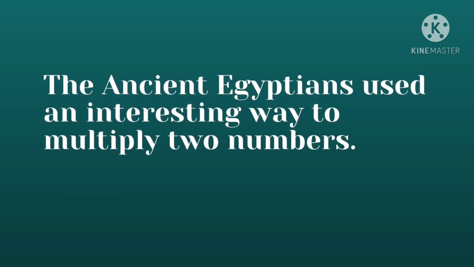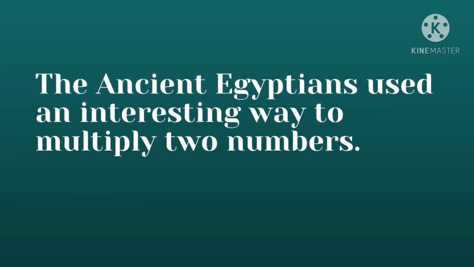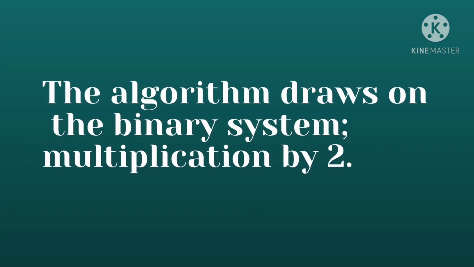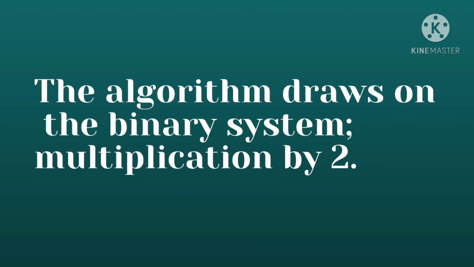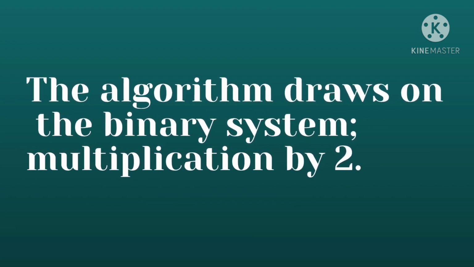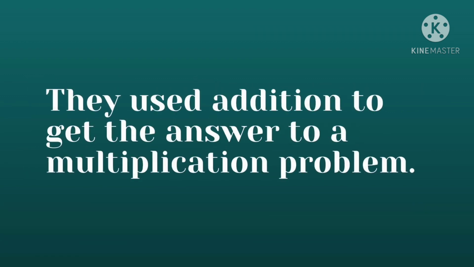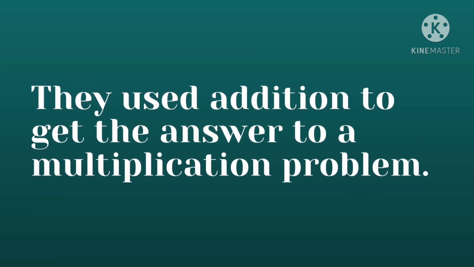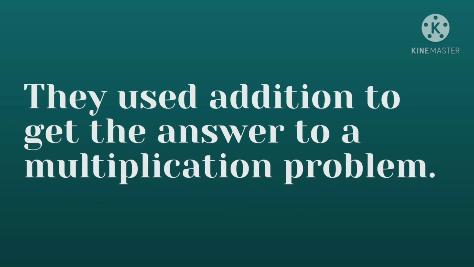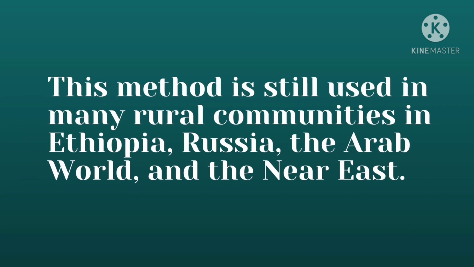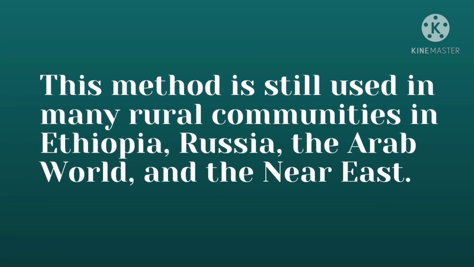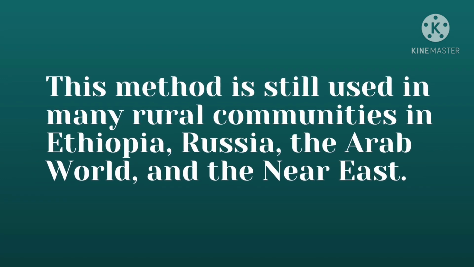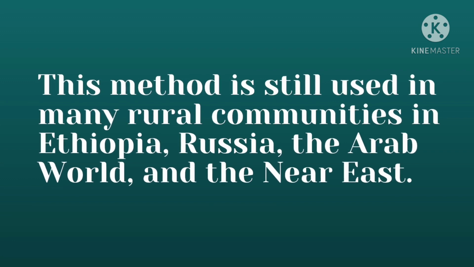The ancient Egyptians used an interesting way to multiply two numbers. The algorithm draws on the binary system, which is multiplication by 2. They used addition to get the answer to a multiplication problem. This method is still used in many rural communities in Ethiopia, Russia, the Arab world, and the Near East.